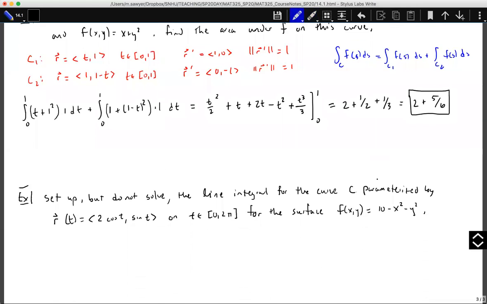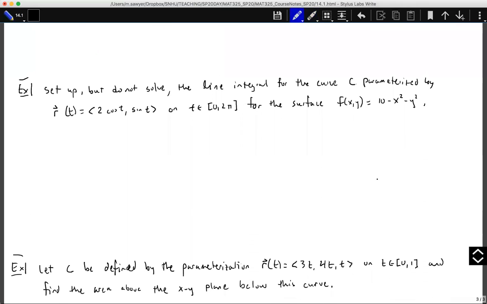For the next example, let's set up but not solve the line integral for the curve parameterized by this ellipse, 2 cosine t comma sine t, on the interval t is an element of 0 to 2 pi, for the surface 10 minus x squared minus y squared. So we have our curve r of t, so we need r prime of t. This gives us negative 2 sine of t comma cosine of t.